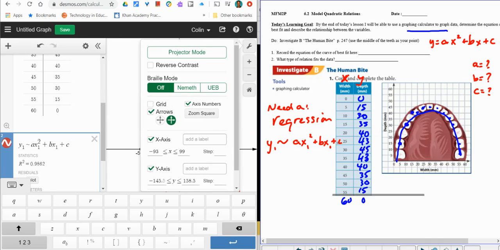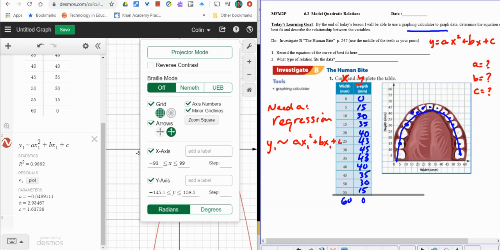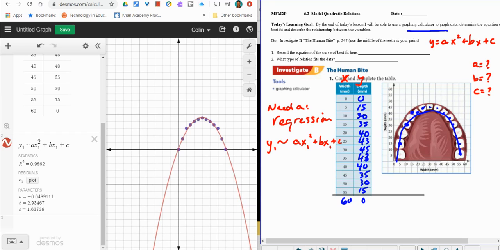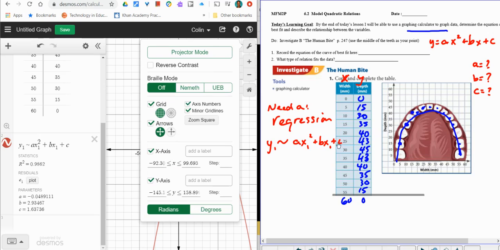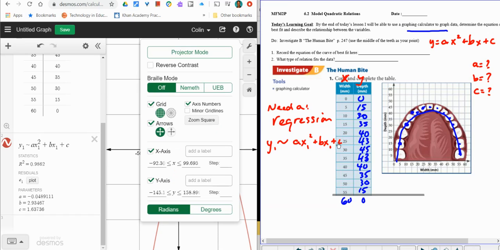I could remove grid lines if I didn't want that, but I actually want my grid lines. You can have arrows for your coordinates or not, it's up to you. You can have your axis numbers disappear or reappear. You can take away the minor grids if you'd like to clear it up a little bit, but I think minor grids are helpful in this case.